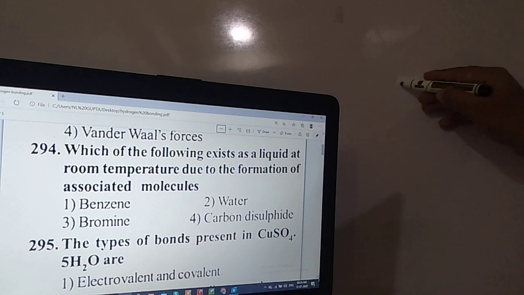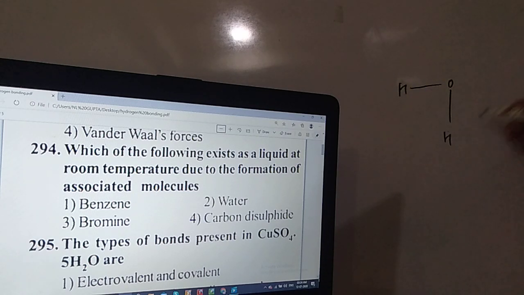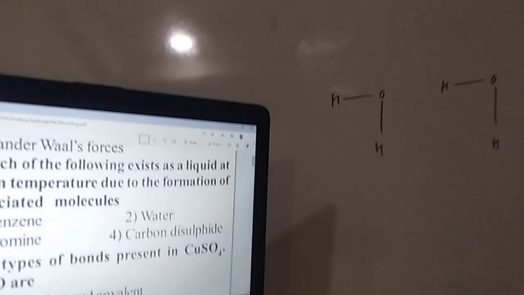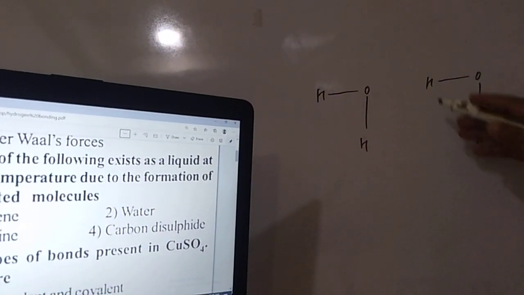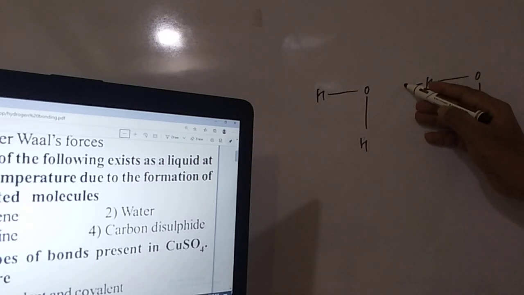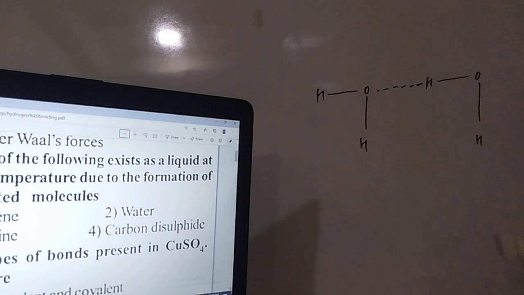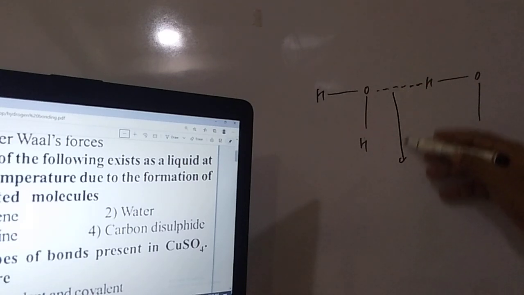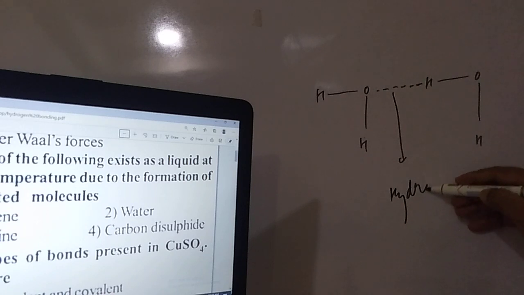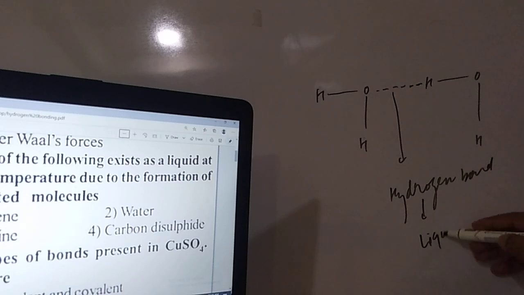If you are talking about hydrogen bonding in the water molecule, the molecules are like H-O-H. Here is what is happening, students. For understanding purposes, here is the force of attraction between the hydrogen atom of one molecule and the most electronegative atom of another molecule, which is known as hydrogen bonding. So in the water molecule there is hydrogen bonding, and due to hydrogen bonding, water exists in the liquid state. This is our answer. So the correct option will be option number 2.